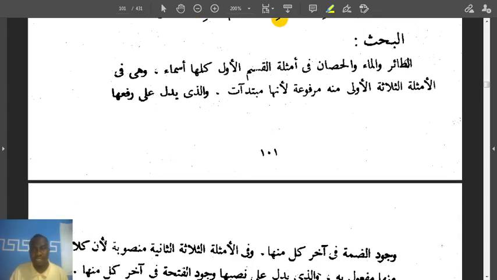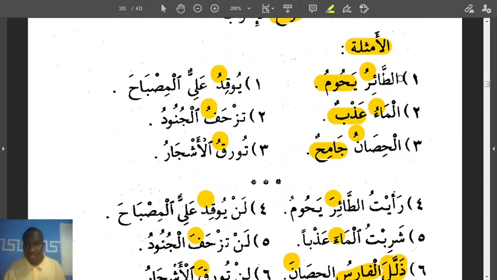Al-Bahs, in explanation, it says الطائر والماء والحصان في أمثلة القسم الأول كلها أسماء. All these three are nouns. وهي في الأمثلة الثلاثة الأولى منه مرفوعة لأنها مبتدآت. What is he saying here? He's saying that these three nouns, الطائر والماء والحصان, in the first three examples, they are marfu'. Marfu' means it is ending in dhamma. That is the terminology for it. We say a word is marfu' when it ends in dhamma.